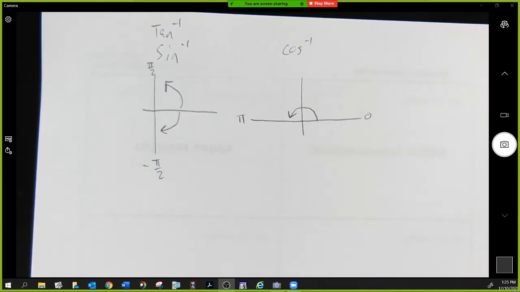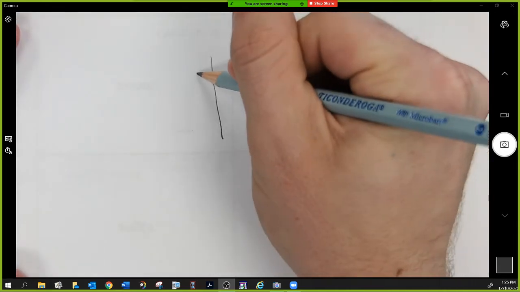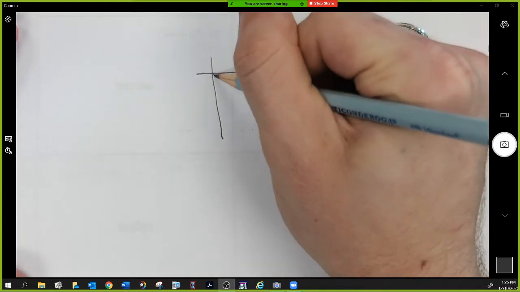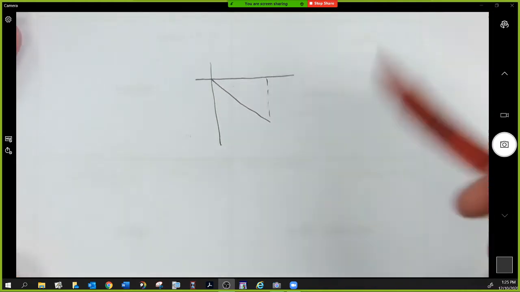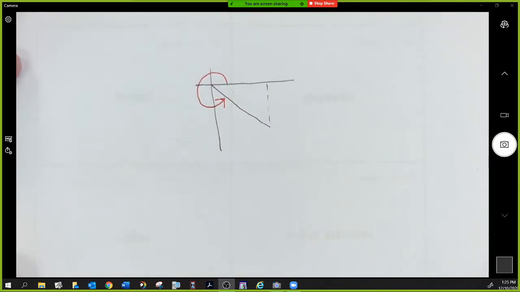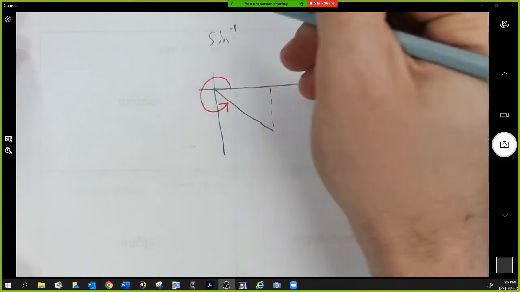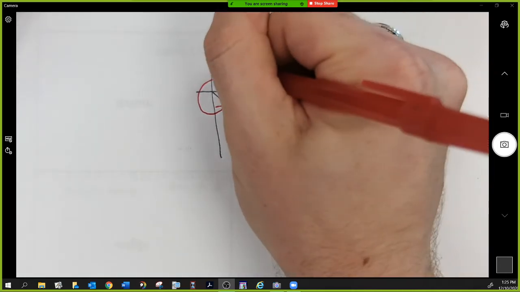Before I get onto any of the examples, I want to show you something. Let's say, for some reason, we end up with an answer like this. Let's just say we got something like this. And for some reason, our answer ended up being this big angle. Let's just say it's a sine inverse question. Let's just, for the sake of argument, say it is. And I'll even do it in degrees. Okay, let's say for some reason we're talking about an angle of 300 degrees.